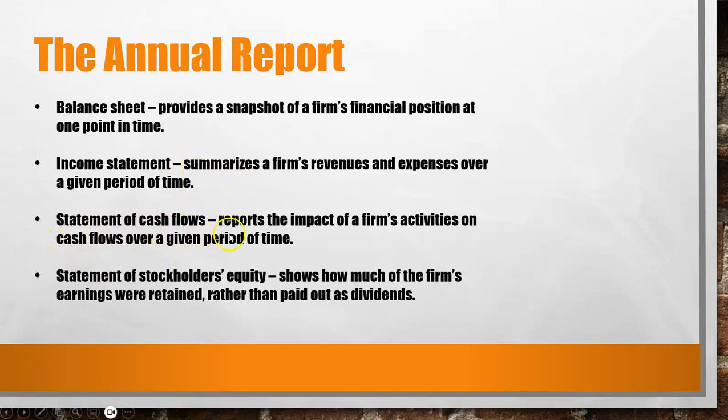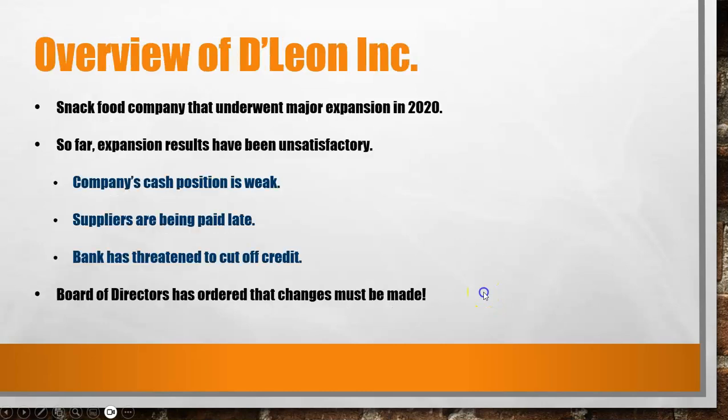The statement of cash flows reports the impact of a firm's activities on cash flows over a given period of time. So you can spend your cash or you can still have expenses where you haven't spent cash. Think of that credit card. Companies can borrow either from banks, individuals, vendors, without having to pay money. Same thing goes for income. You can provide services, and maybe your customers have 30, 60, or 90 days to pay you for that. So you've earned the money, but you haven't received the cash. Statement of stockholders' equity shows how much of the firm's earnings were retained rather than paid out as dividends.